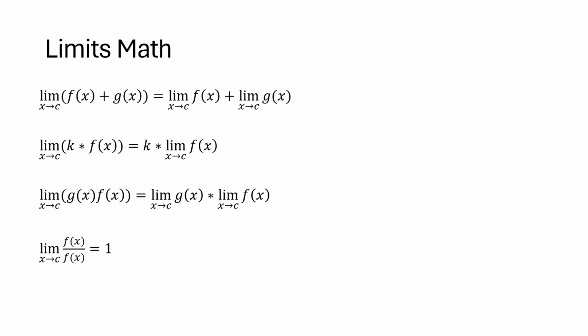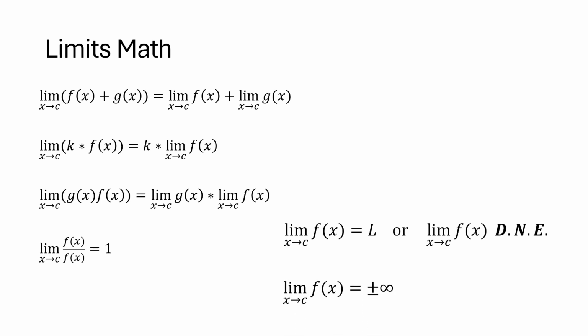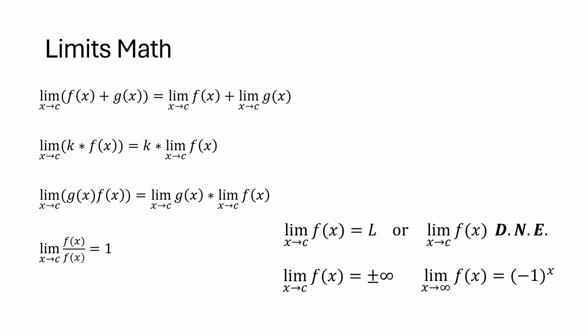The limit is either a value or it does not exist, denoted DNE. If it tends toward infinity, it is technically DNE, but it's common to say that the limit tends towards positive infinity or negative infinity. Another way for a limit not to exist is if it is an alternating sequence or function.